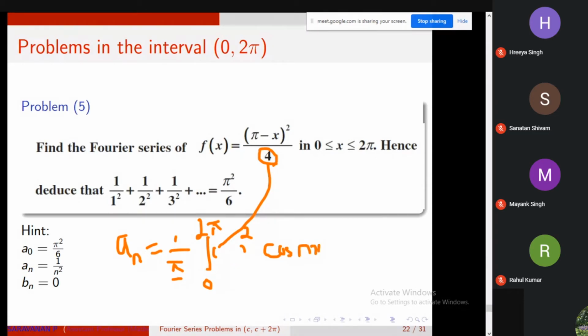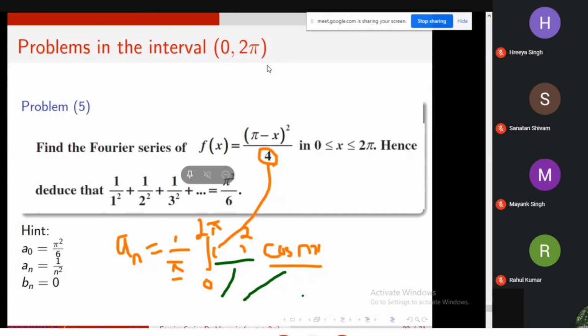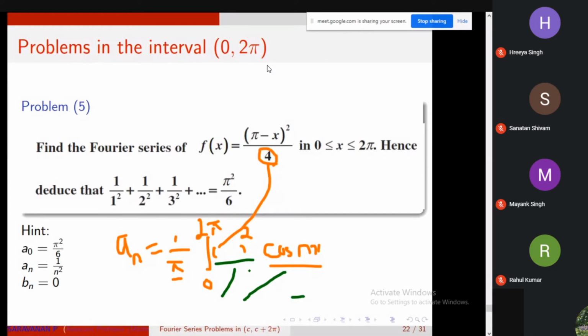Integrate by parts. Take pi minus x whole square as the first function and cos nx as the second function. Write the first function as it is, then integrate cos nx, which gives sin nx divided by n. Then minus, you have to differentiate the first function. If you differentiate it, you get 2 times pi minus x, into sin nx upon n squared, and you have to differentiate pi minus x again, which gives minus 1.